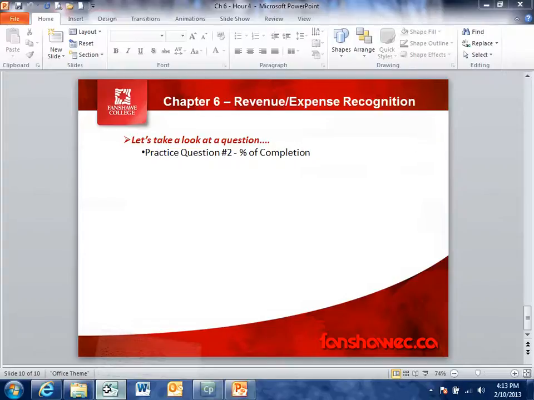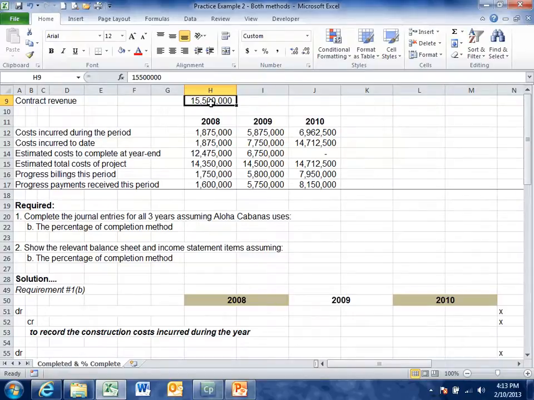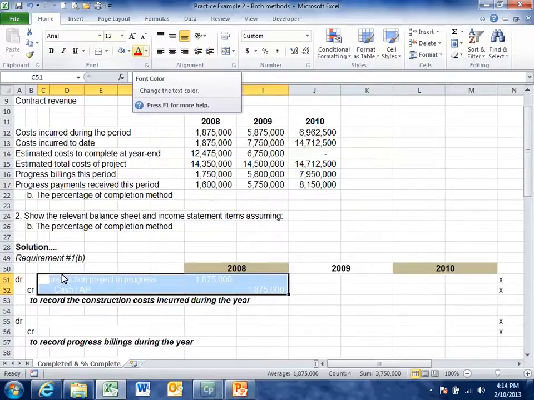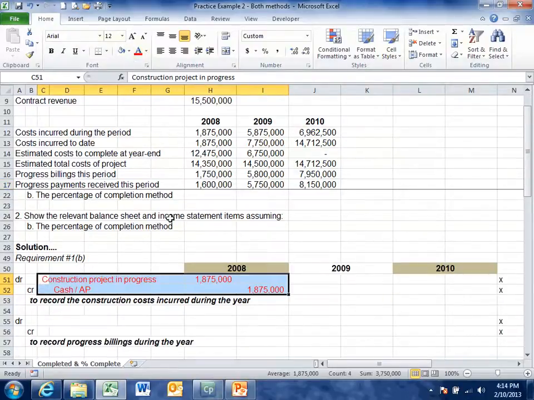they want us to complete all journal entries for all 3 years, assuming the company uses the percentage of completion method. So we have a contract revenue of $15.5 million. I've given you some information on costs incurred during the period, estimated cost to complete, billings during the year, and progress payments received. Okay? So again, this is asking us to do all required journal entries. Under percentage of completion, you should know by now we have 4 entries to make. The first is to record the construction costs incurred during the year. And like I said, I'm just going to go through these quick because these were in the completed contract method.